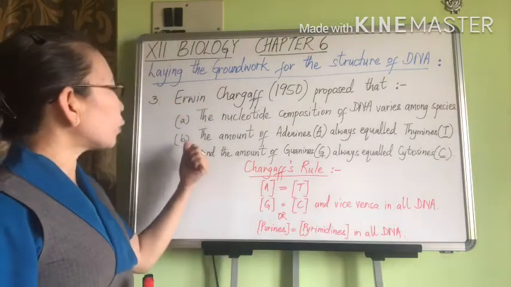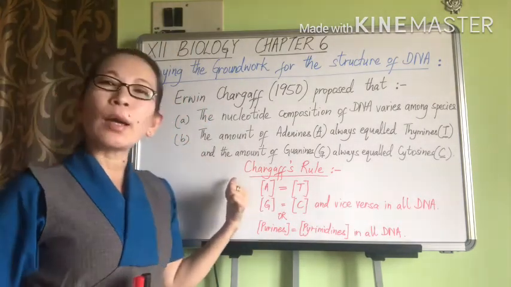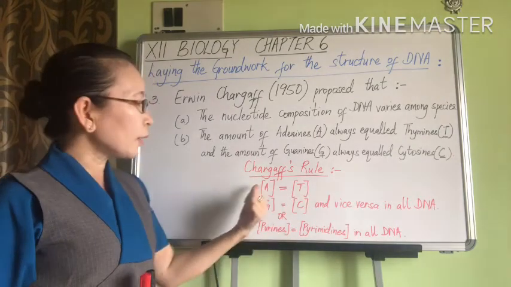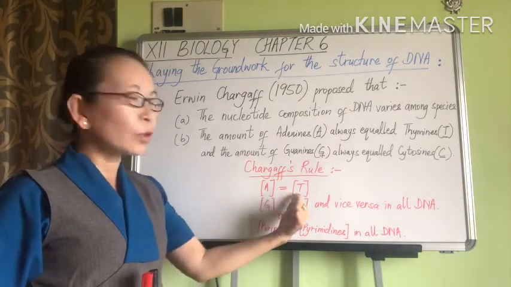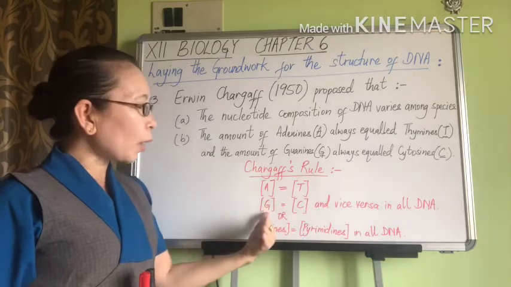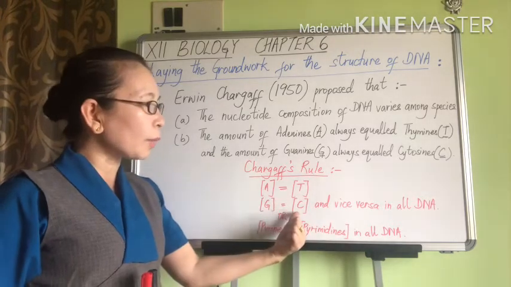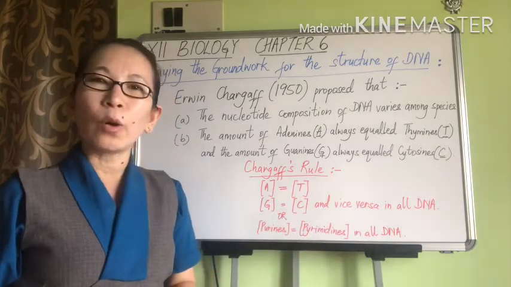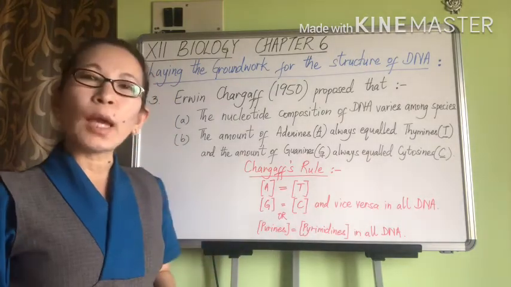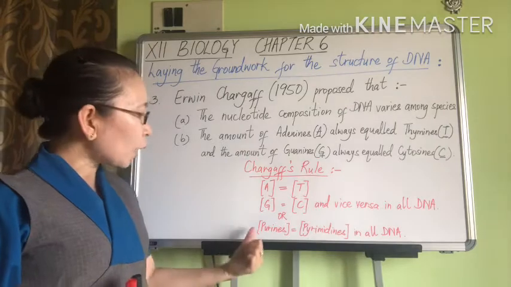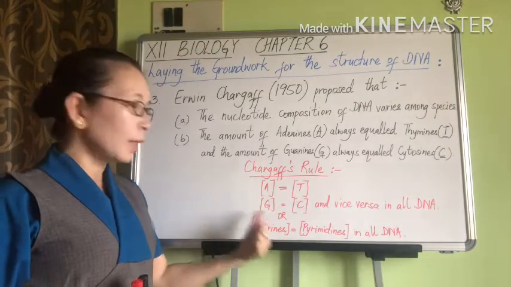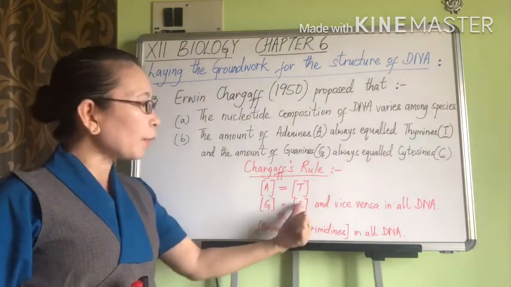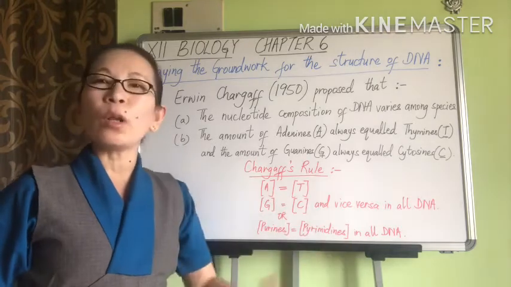And this second conclusion is now known as Chargaff's rule, where the amount of adenine is always equal to the amount of thymine and the amount of guanine is always equal to the amount of cytosine, and vice versa, in all DNA. Or in another way, it can also be expressed as the amount of purines is always equal to the amount of pyrimidines in all DNA.